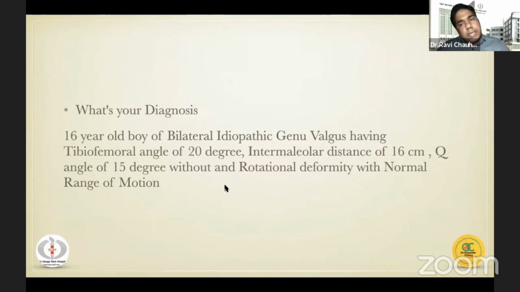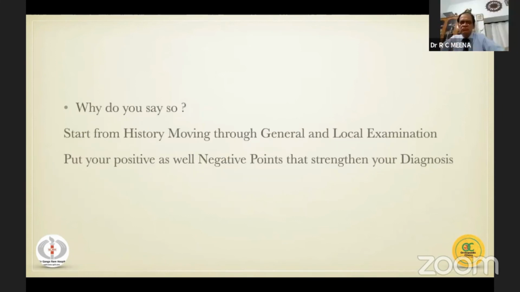When you are asked what your diagnosis is, in that diagnosis you have to say who your patient actually is, what his age is, because age is important. Then what the cause of the deformity is, whether it is idiopathic or what, you have to include that in your diagnosis. Then about the deformity per se, you have to include tibiofemoral angle, intermalleolar distance, as well as the Q angle and rotational deformity, to exclude that this valgus is not because of the hip or the tibia.